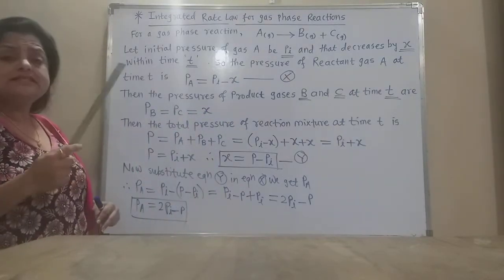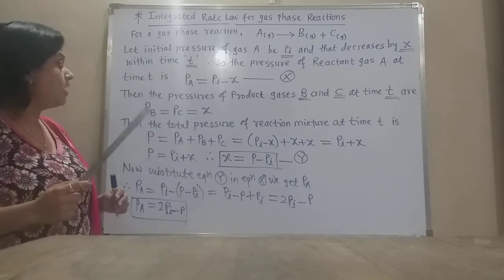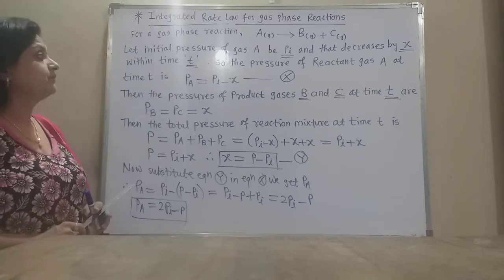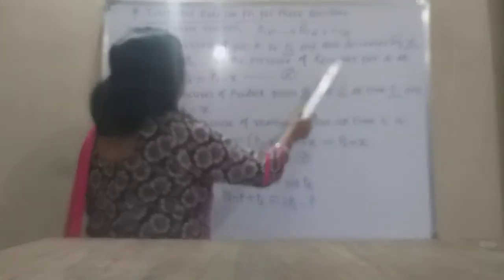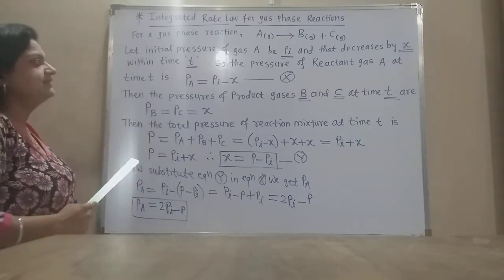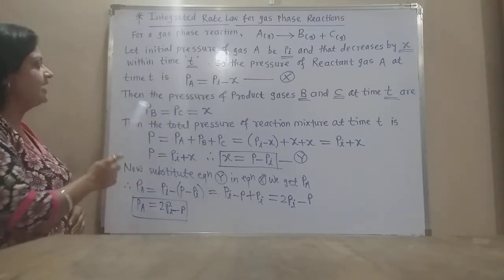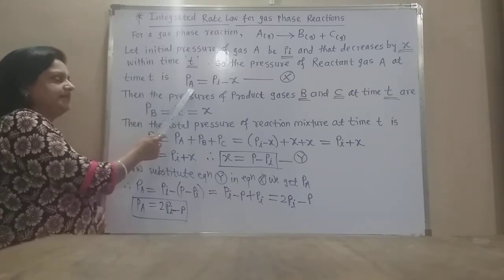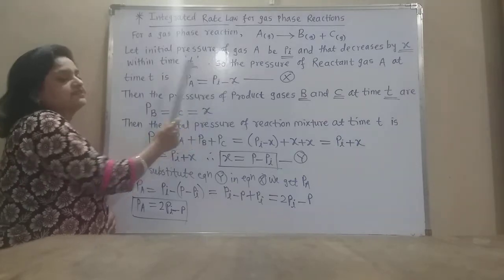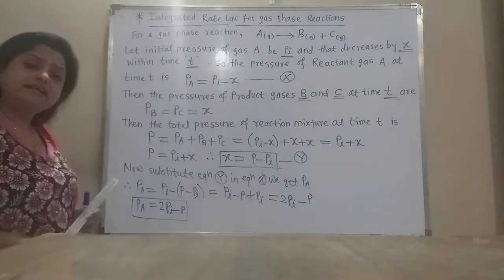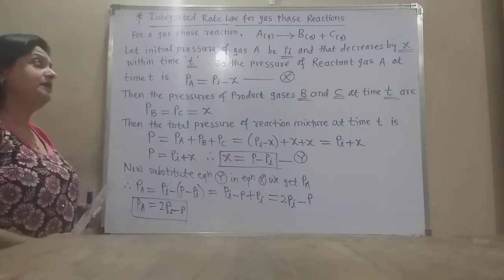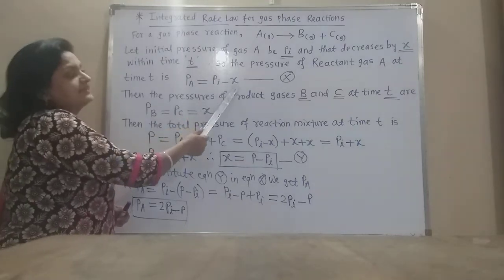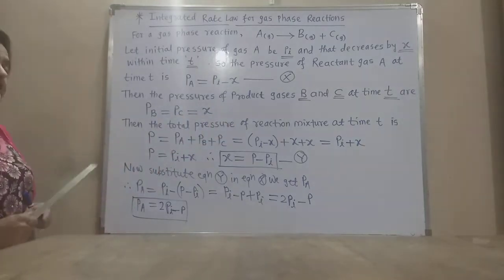After time T, the pressure remaining will be Pi minus X. So the reactant pressure of gas A at time T, Pa, is equal to Pi minus X. X quantity of pressure has decreased after time T, so the remaining pressure of A after time T is Pi minus X. Suppose this is equation X.